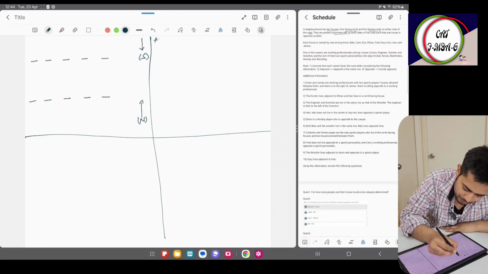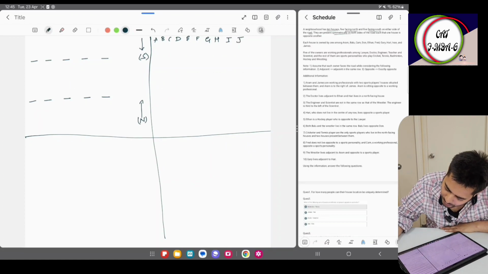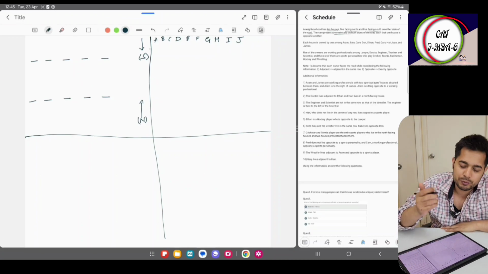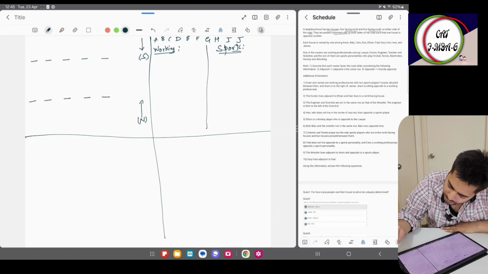And who are the people? People are A, B, C, D, E, F, G, H, I, J. Okay. And it is given that 5 of the owners are working professionals and 5 are sports persons. So let me write it down. Who are working, and some of them are sports personalities. Let me write it down for clarity.